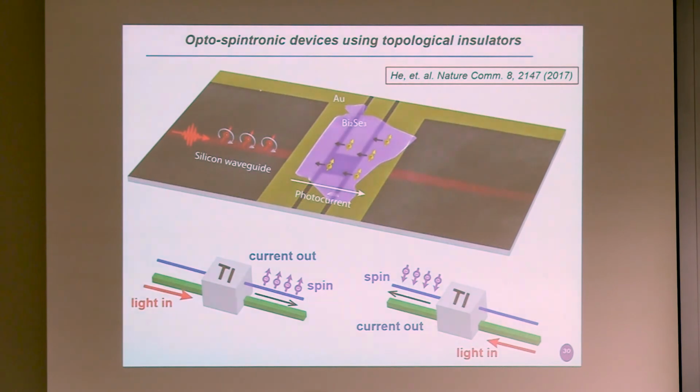More interestingly, because the light propagation is time-reversal symmetric, if you reverse the propagation to the opposite direction, the photon spin also reverses. Therefore, you generate opposite spin with the circularly polarized light.